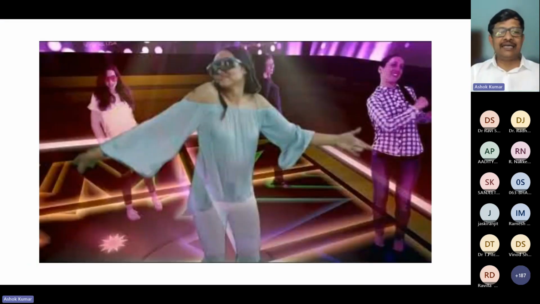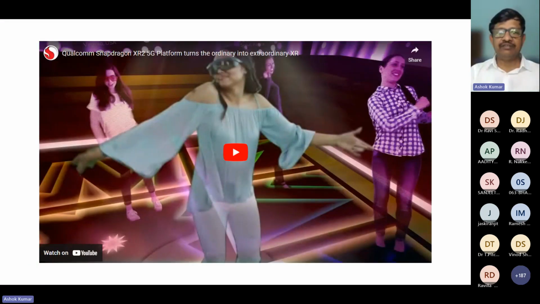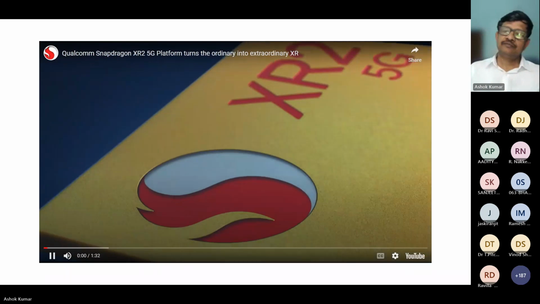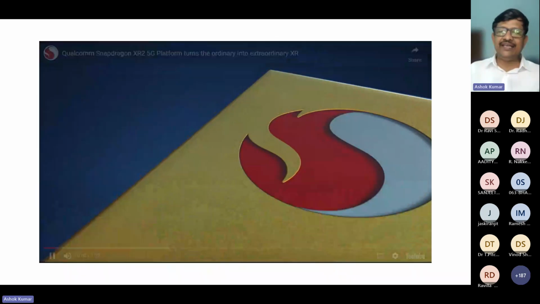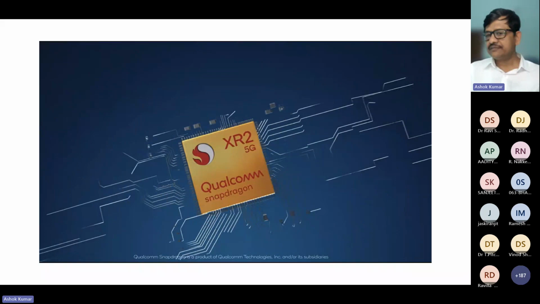To better understand, let's look at this particular video. This is again from YouTube and the Qualcomm website, which gives an idea about what kind of use cases can be developed. And they already have some chipsets supporting this.